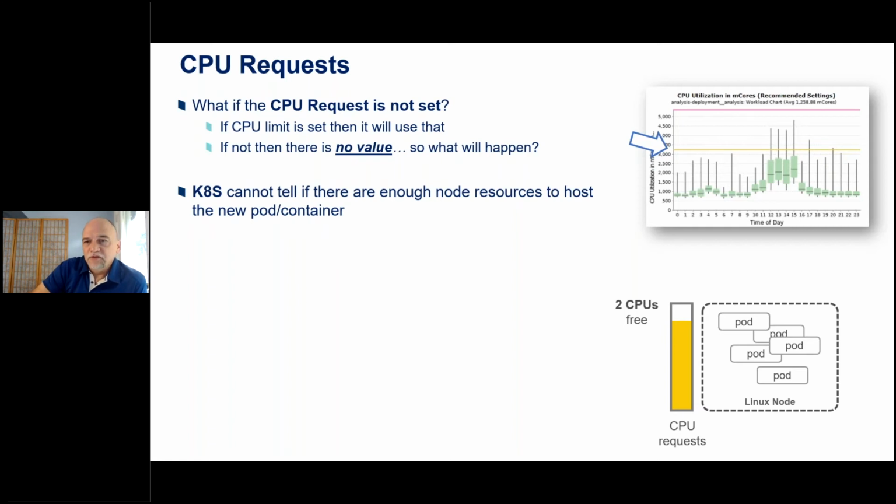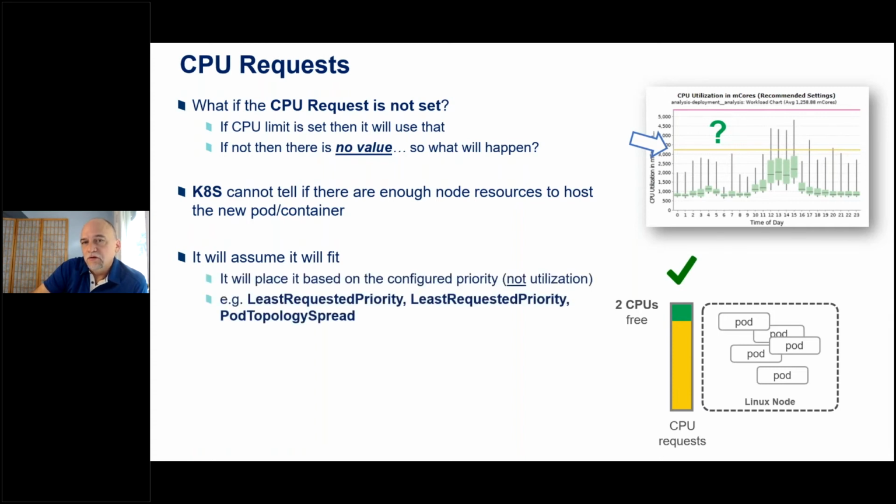But what happens is it's going to say, hey, I've got 2 CPUs, 2000 millicores free. This thing isn't asking for anything. So, you know, I have no idea what it's asking for. Let's assume it fits. And it will get put on the node. And again, it won't get placed based on utilization. It'll get placed based on what's called the priority. So it'll get put on there and a new pod will appear. And then it'll kind of surprise everybody when it does whatever it's going to do.